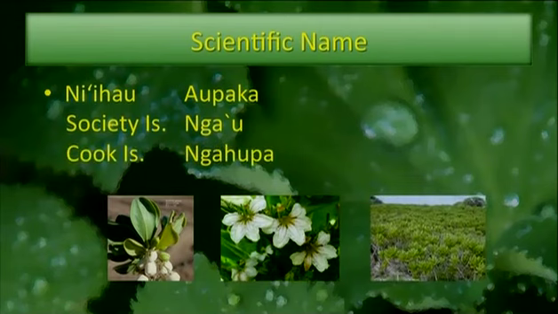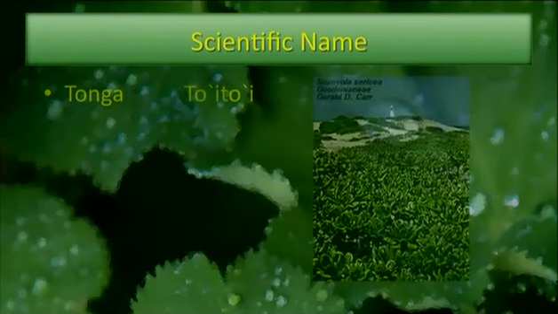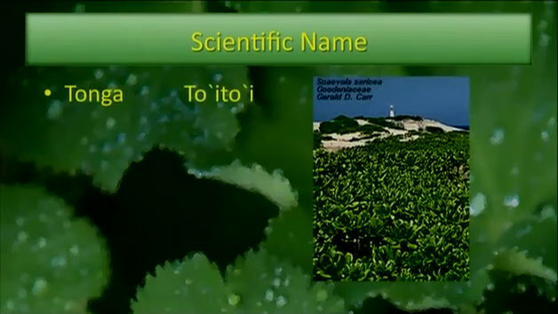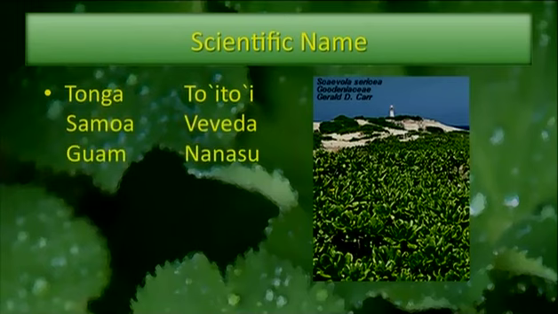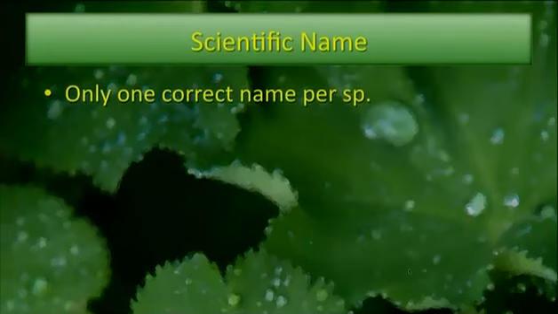In the Cook Islands, it's known as ngahupa. In Tonga, it's known as toi toi. These are all pictures of Scaevola sericea. In Samoa, it's known as viveda. In Guam, it's known as nanasu. Okay? So you can have one species and many common names.